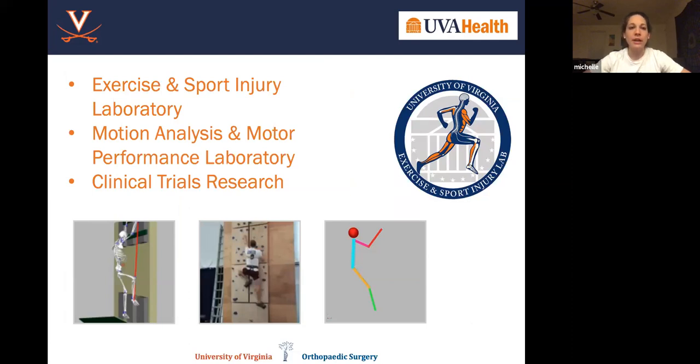We also work with the exercise and sports injury laboratory, especially in the sports department. We have a post-ACL return-to-play test that we've done a lot of research with recently, and outcomes after ACL. There's also a motion analysis lab if you have any interest in rock climbing or any motion analysis or motor performance in any sports. I know one of our former residents did a baseball study with biomechanics in that laboratory. And then we also have clinical trials research if you want to be involved in bigger-scale projects.